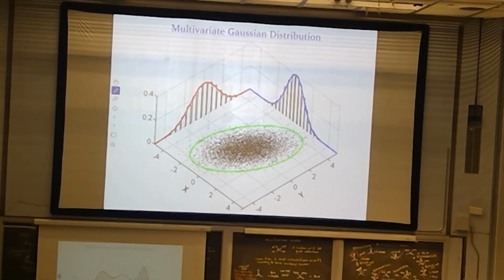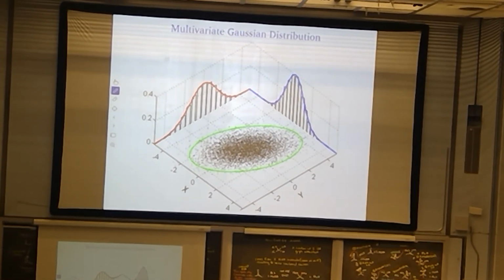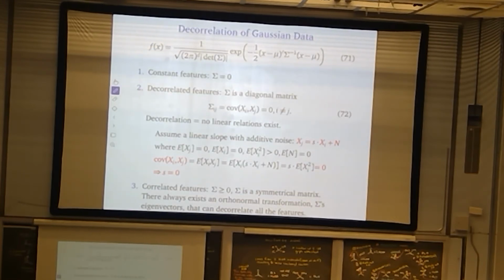If it's a 2D Gaussian, you project, and you can already see each axis is still a Gaussian. The marginal distribution is also Gaussian, and you can pick out this major axis and the minor axis. In the general Gaussian representation, you have this PDF. If you have constant features, essentially sigma is 0, right? In the decorrelated features, sigma is a diagonal matrix. That means all the off-diagonal entries, the covariance between two different features, will be 0.